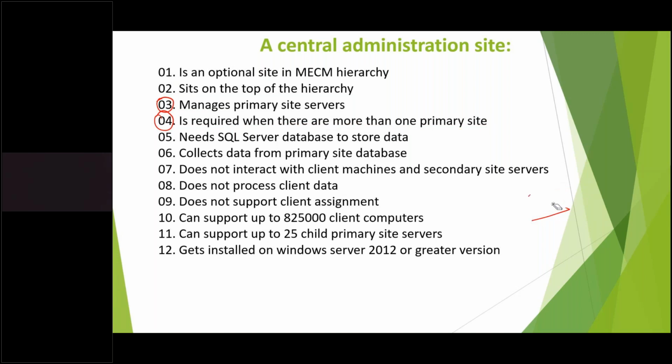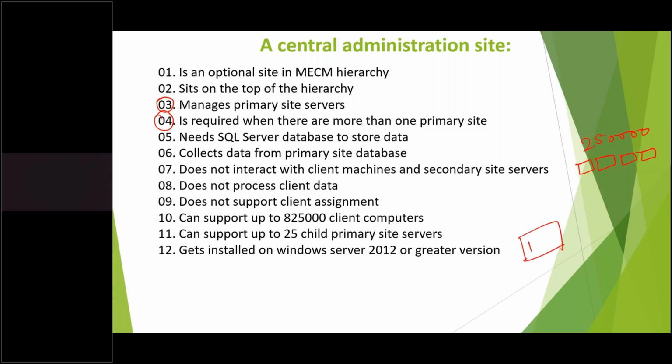And when do we need more than one primary site? One primary site can manage how many devices? 175,000 devices. Now suppose you are running a company called ABC Private Limited, for example, and you have more than 175,000 devices. What will you do? One primary site is not sufficient. For example, if you have a total of 250,000 devices, one primary site cannot handle the load, so we need more than one primary site.